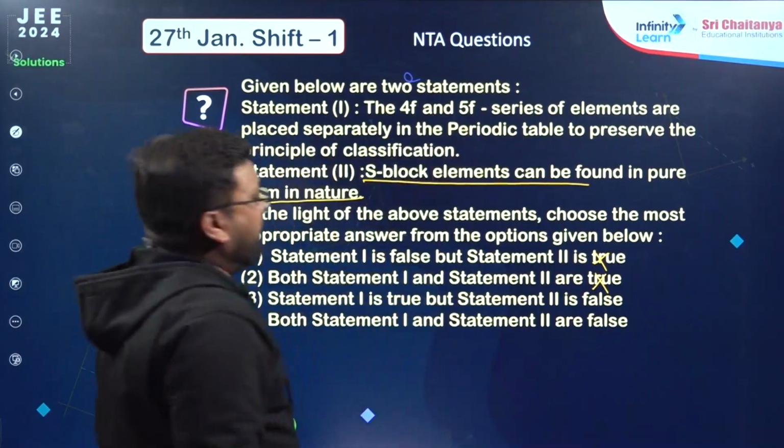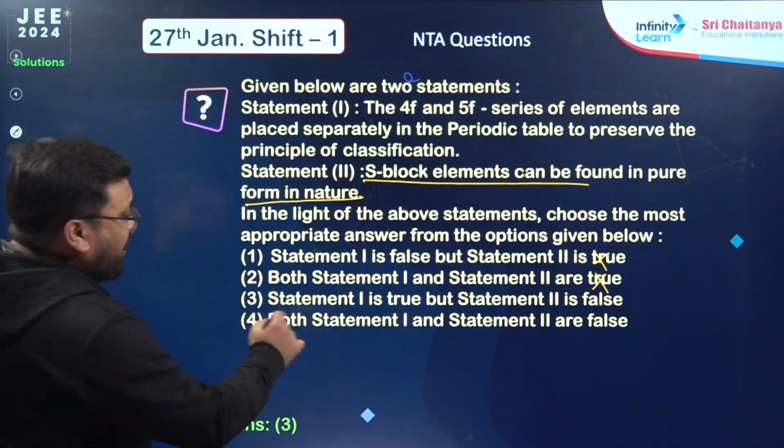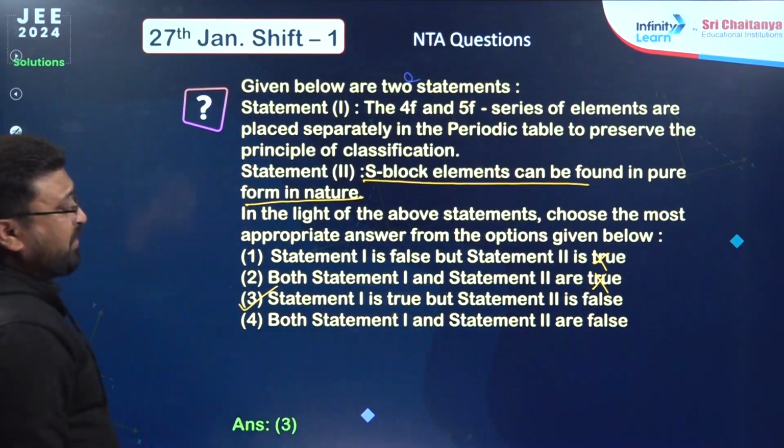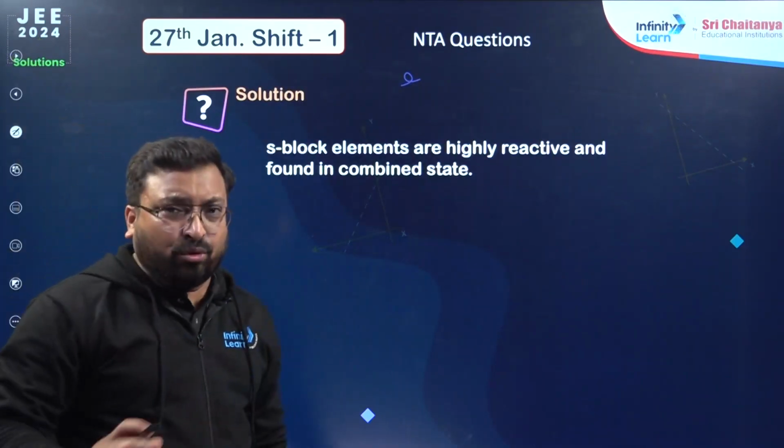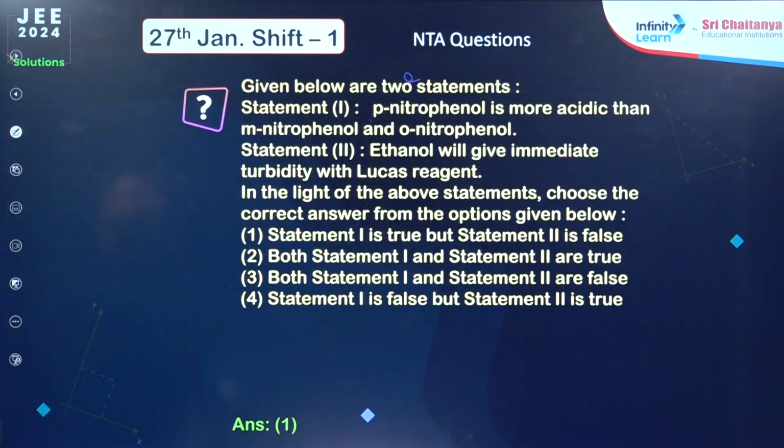So A and B can't be the answer. Statement 1 is true, but statement 2 is false. So 3 will be the answer. I think this is a very easy question. So move to the next part.